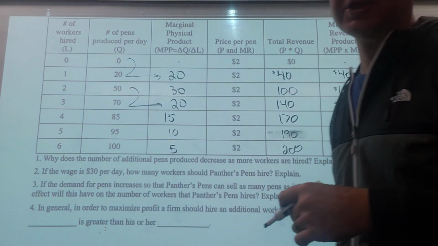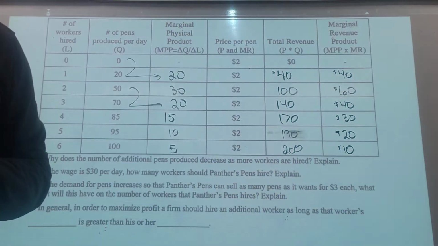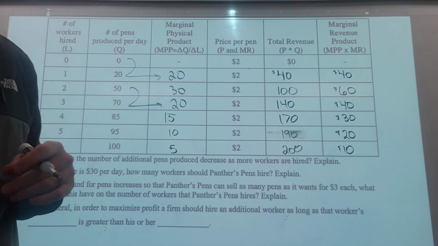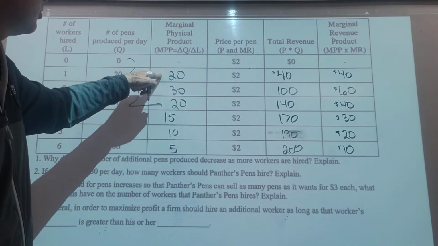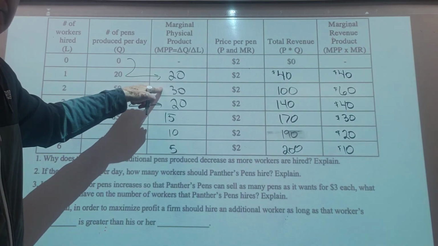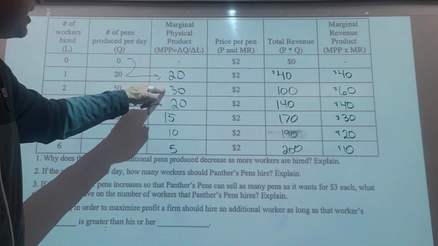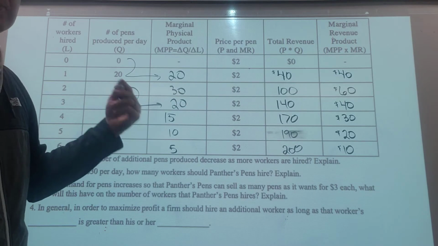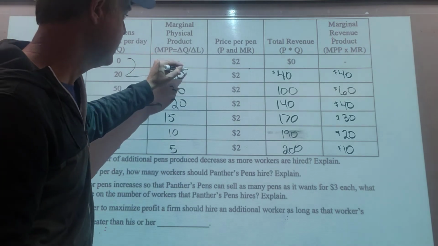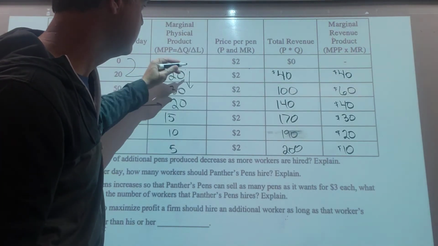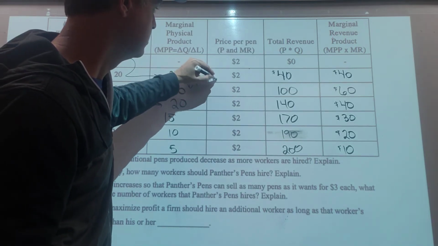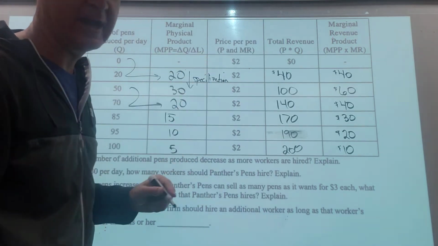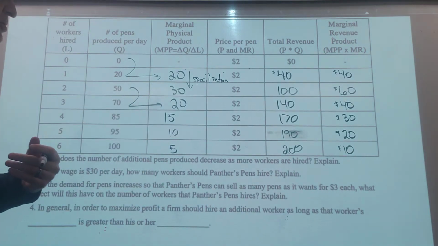Now let's look at the questions down below. The first question says, why does the number of additional pens produced decrease as more workers are hired? What we see here is the first worker brings in 20, the second worker brings in 30. So the second worker actually contributes more than the first worker. So that, when we go from here to here, is where we have specialization. The second worker brings in more than the first worker.